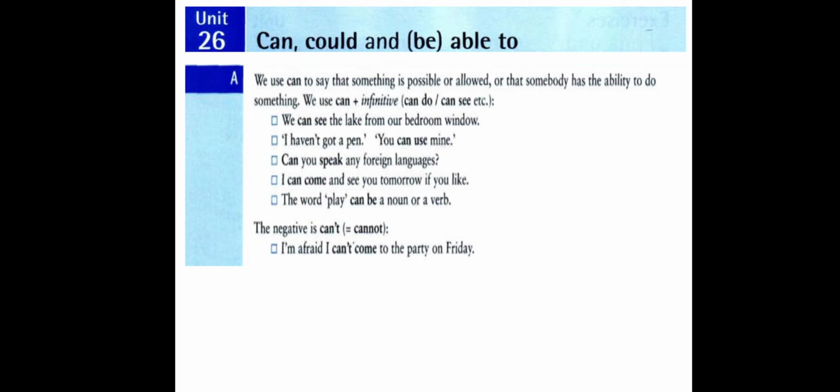The negative of can is cannot or can't. Can't is the abbreviation, and its meaning is cannot. To form the negative, we add not after can, and it can be abbreviated and written as can't. For example, I am afraid I can't come to the party on Friday. Here can't is followed by the base form come.